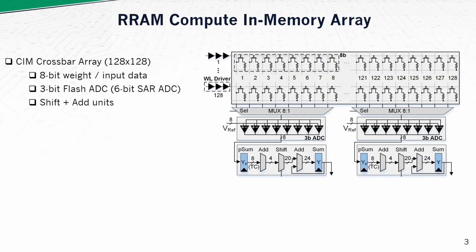In this work, we consider a 128 by 128 RM macro, but the technique applies to any memory. We assume binary weighted cells and 8-bit weights and 8-bit inputs. For 8-bit weights, we use 8 adjacent cells. Every 8 columns or bit lines shares an ADC, for which we use either a 3-bit flash or 6-bit SAR, which is based on area constraint in the RM macro.